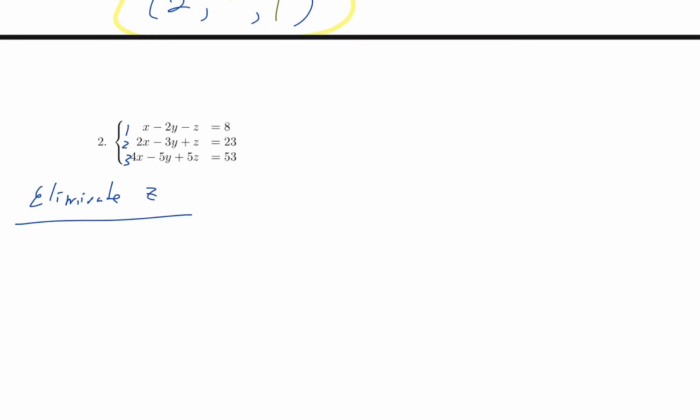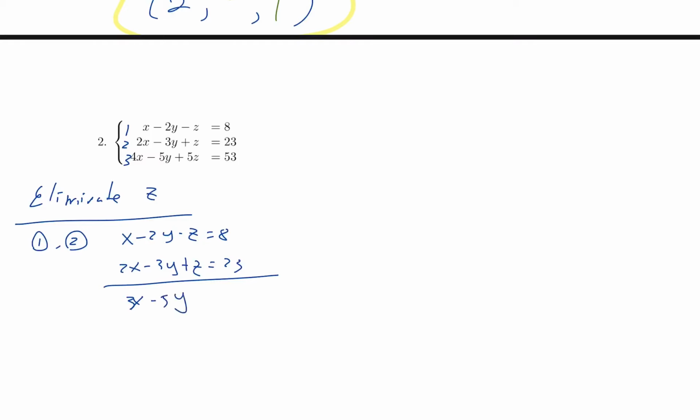So for the first and second equation, just add across. So I have x minus 2y minus z equals 8. 2x minus 3y plus z equals 23. So we add across, we get 3x minus 5y, the z's go away, equals 31. Now this is our fourth equation.